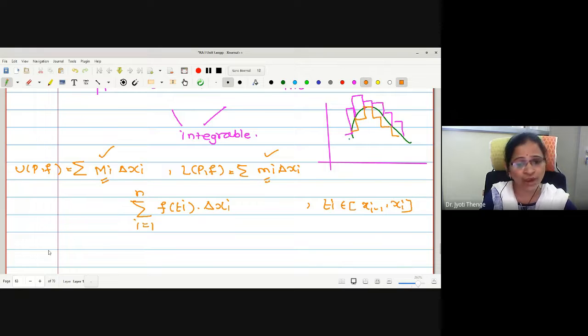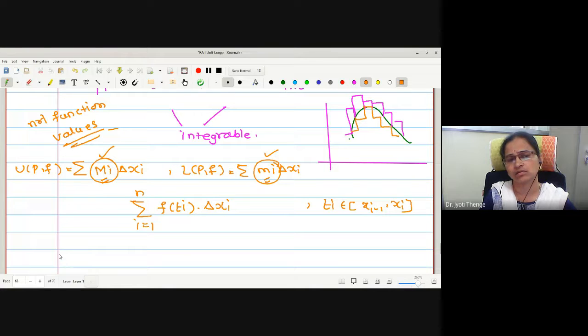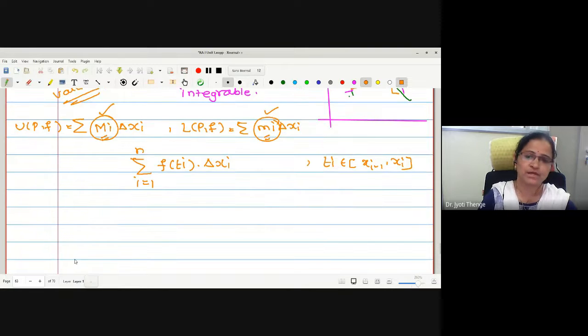Also, one more fact was there in his mind. Whatever capital Mi and small mi are used in the definition of these sums, these are not function values. Are they function values always? Whether suprema and infima are the function values always? Function values असतात का प्रत्येक वेळेस?